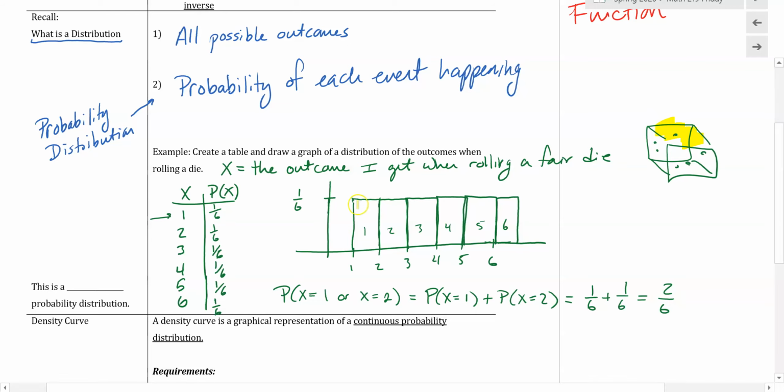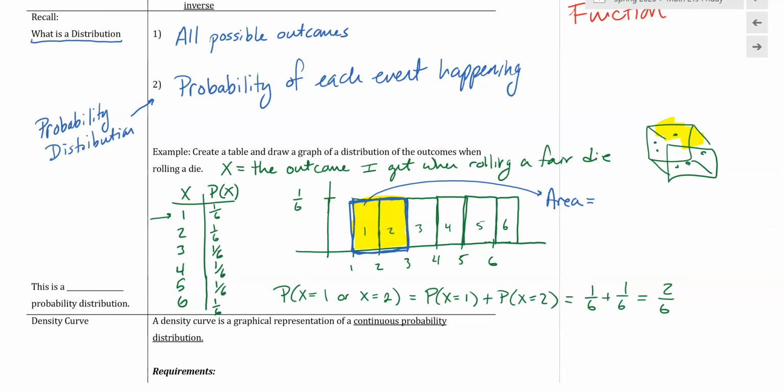And if you notice, take a look at that. If I just shade that, the probability of getting a 1 or a 2, if I just shade that space on my graph, you might notice that if I were to ask you what's the area of this box that I just shaded or highlighted, remember the area of a rectangle, isn't it length times width? Or length times height, however you prefer to say it.